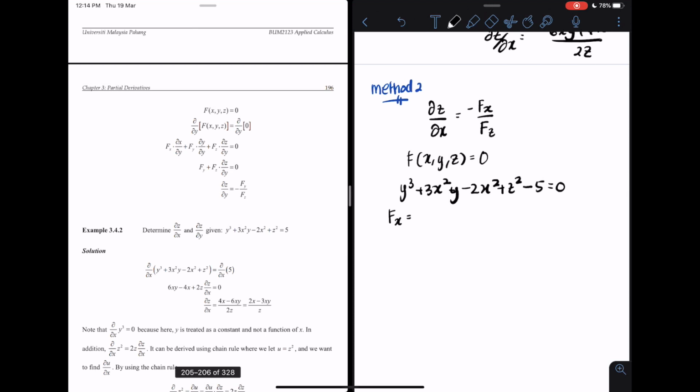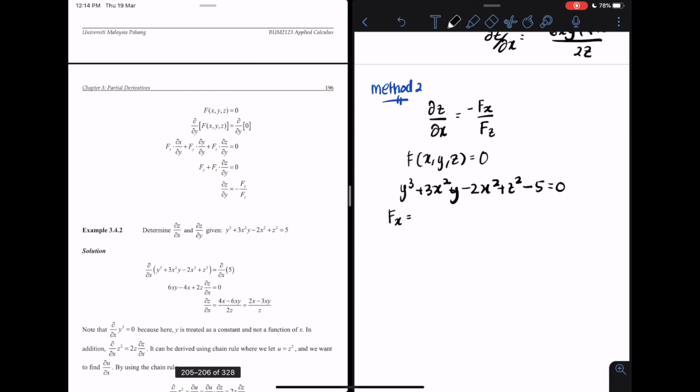Therefore, fx: when I try to determine the partial derivative with respect to x, I will treat y and z as a constant. It will be quite confusing if you go from method 1 to method 2, but you have to hold the principle right, or else you have a tendency to confuse method 1 and method 2. Method 1, we are solving the equation by using implicit differentiation. Meanwhile, method 2, we solve the problem by using the partial derivative approach.